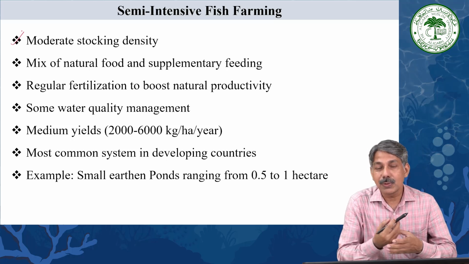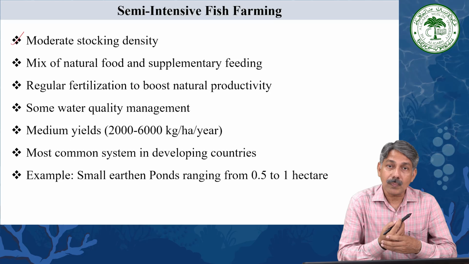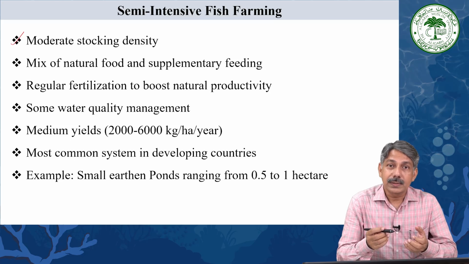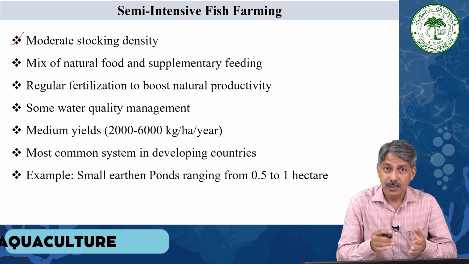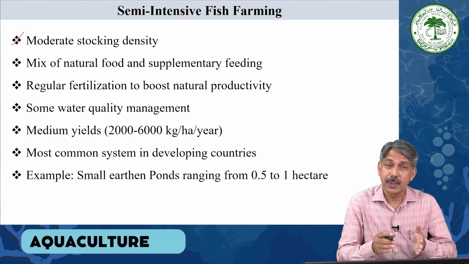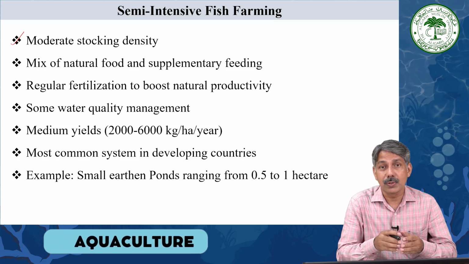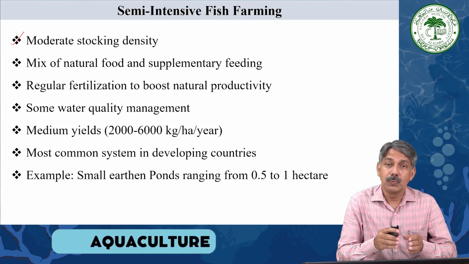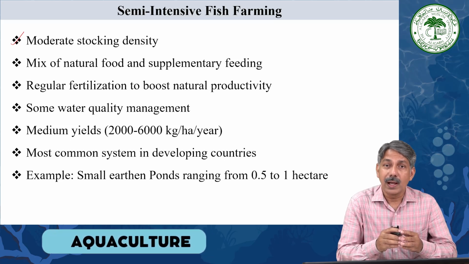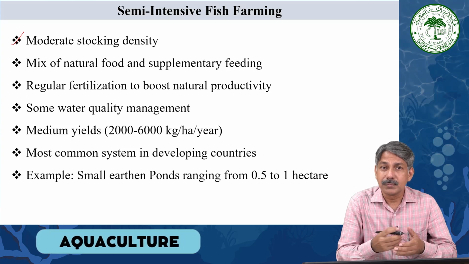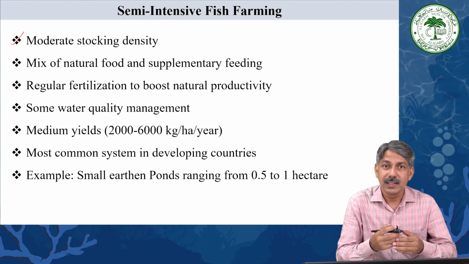In case of extensive aquaculture or extensive fish farming, what we did, we simply stocked fish seed in very low number, or low stocking density. We did not provide any food from outside. The fish present in the pond depend only on the natural food available in the pond. Water quality management was also not undertaken in extensive fish farming, and therefore the yield was also relatively low.